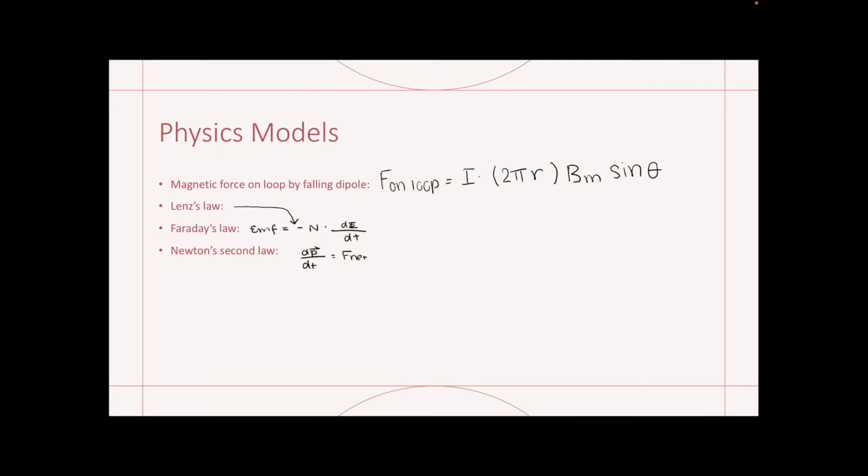To understand what is happening to the magnet as it falls through the tube, I used this equation for magnetic force on a loop by a falling dipole. As the bar magnet falls through the tube, the magnetic flux increases. So nature counters this increase by inducing a current that creates a magnetic field whose force on the magnet opposes the magnet's motion. This is understood by Lenz's law and Faraday's law.